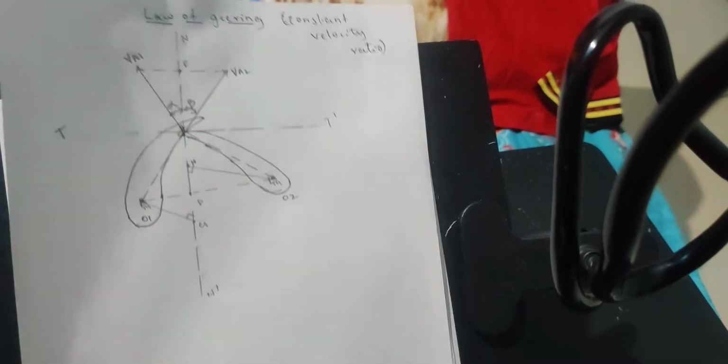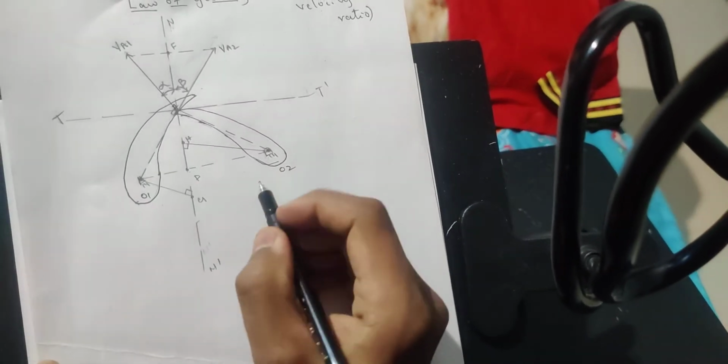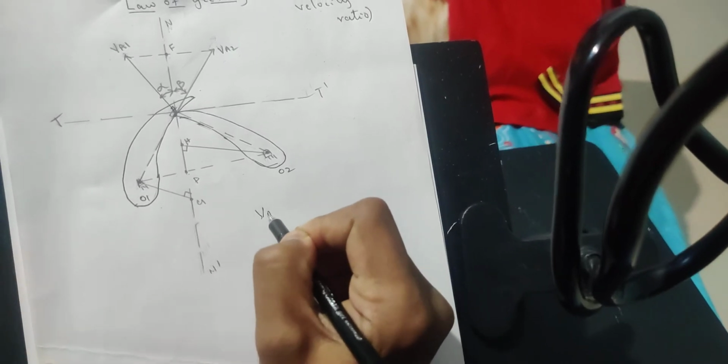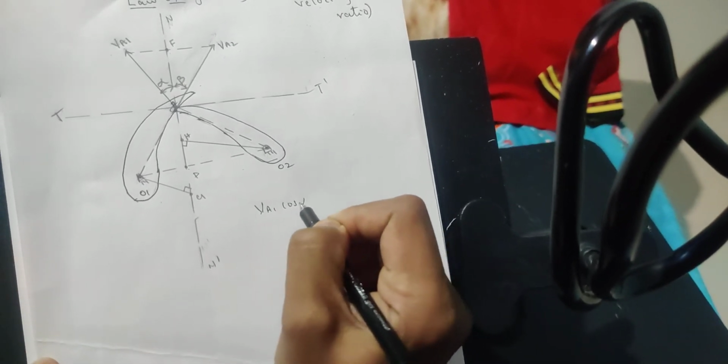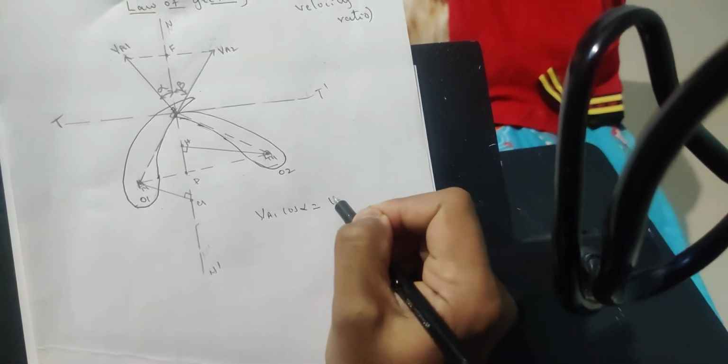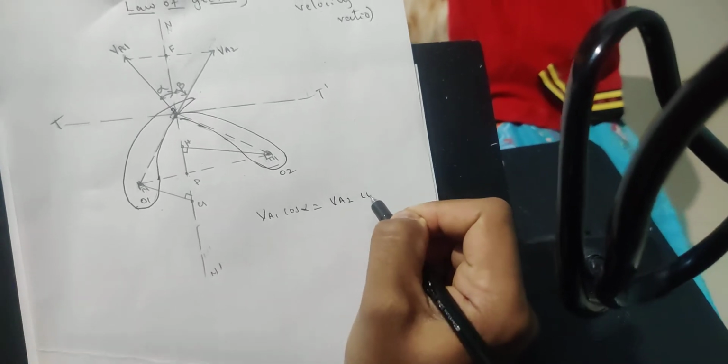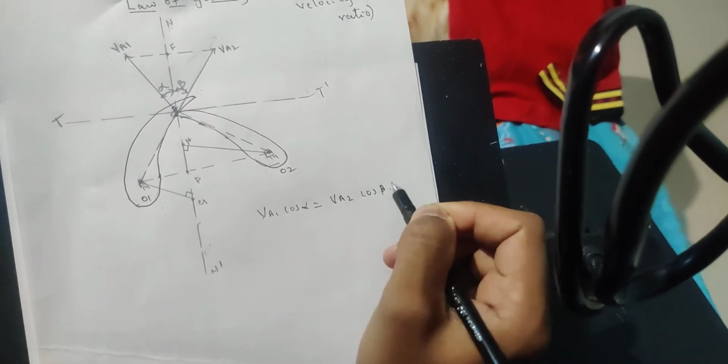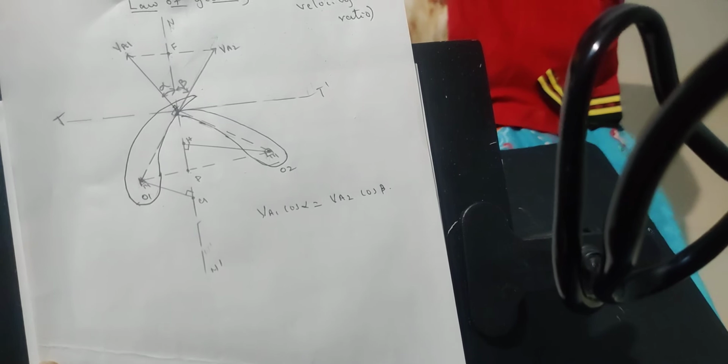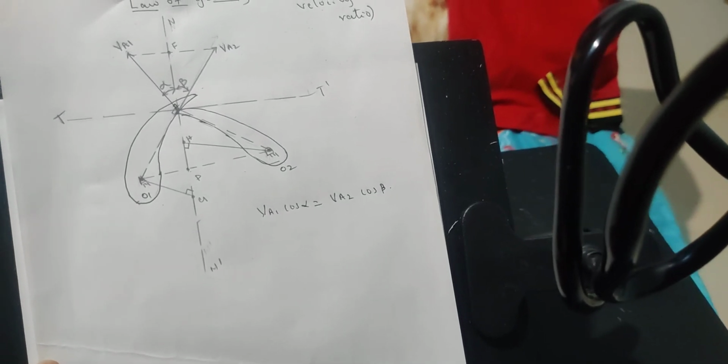So what I'll do is I'll write the cos components here. VA1 cos alpha should be equal to VA2 cos beta.